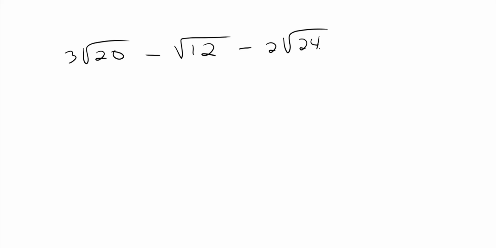How about, let's see, 3 square root of 20 minus square root of 12 minus 2 square root of 24 and, let's say, plus, let's see, 2 square root of 18. Okay, so we got kind of a variety of stuff here.